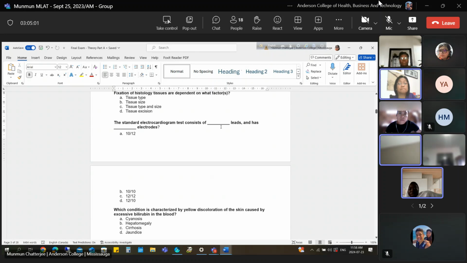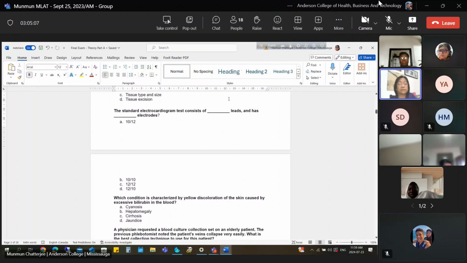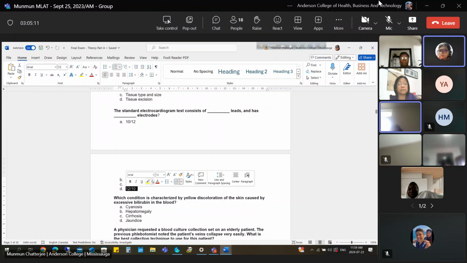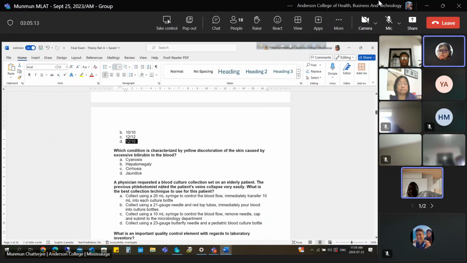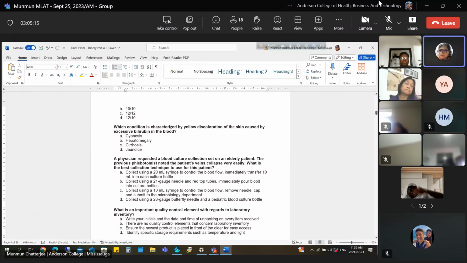Standard electrocardiogram test consists of how many leads? 10 leads and 12 electrodes. Sorry, 12 leads, 10 electrodes. So the answer is D, 12 leads, 10 electrodes. Good.